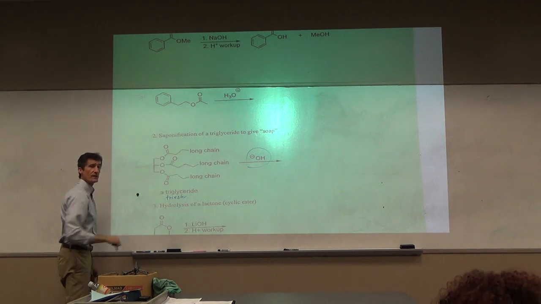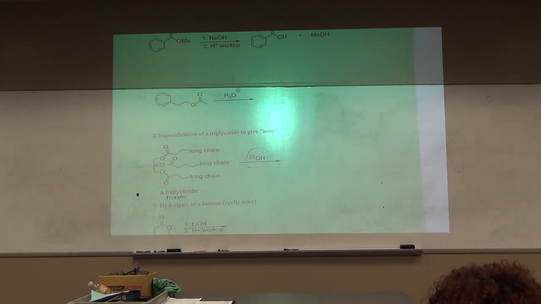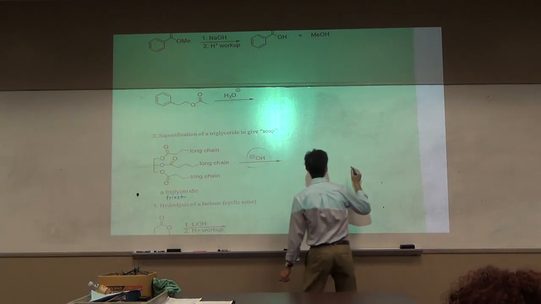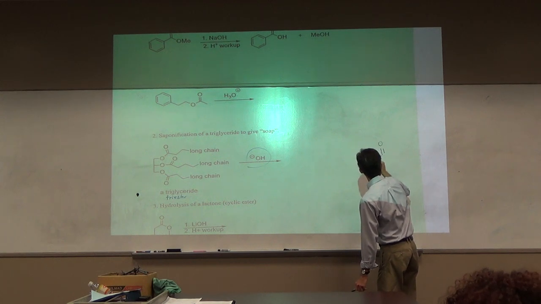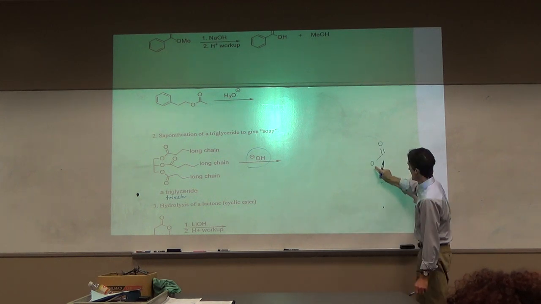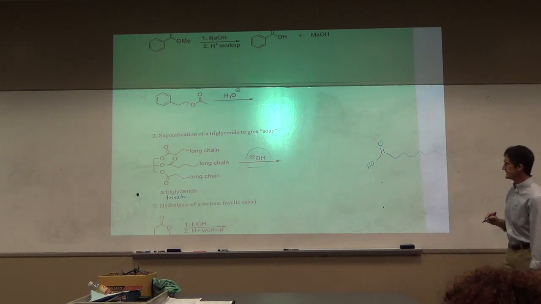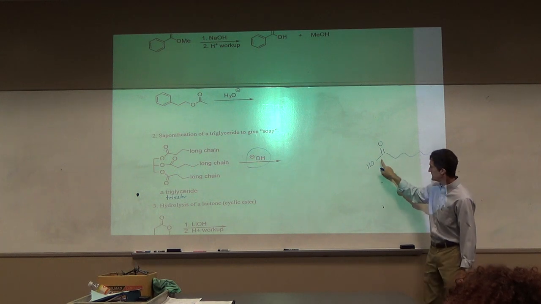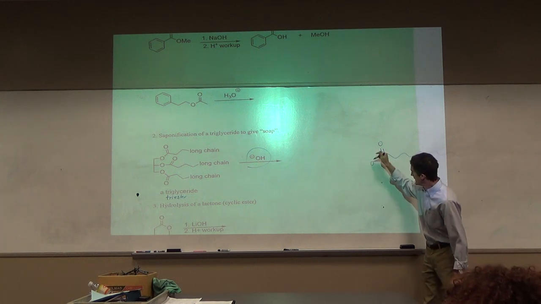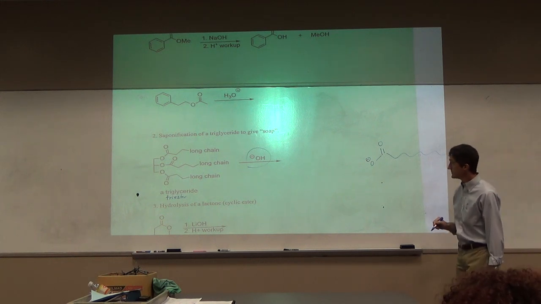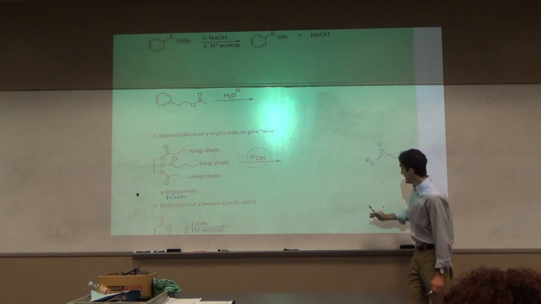Hydroxide, what happens to esters with hydroxide? You hydrolyze them to what? The carboxylic acid, right? And so this is going to give, okay, let's draw this carboxylic acid. This is the long fatty acid here. But how is this going to exist? It'll be in the anion form, right? And we'll get the alcohol.